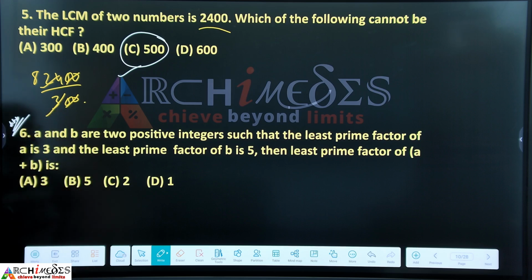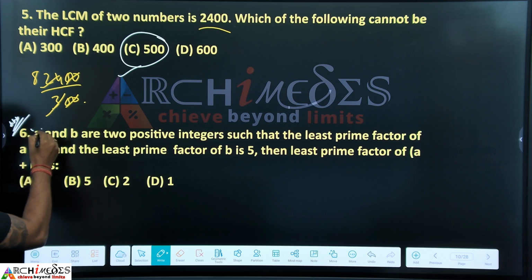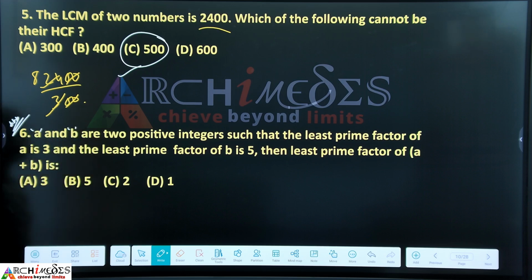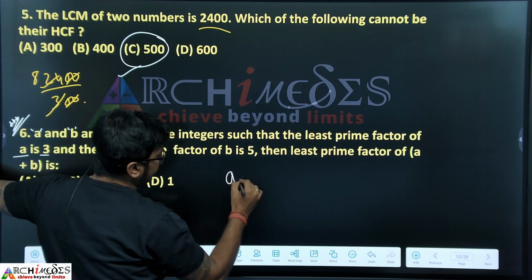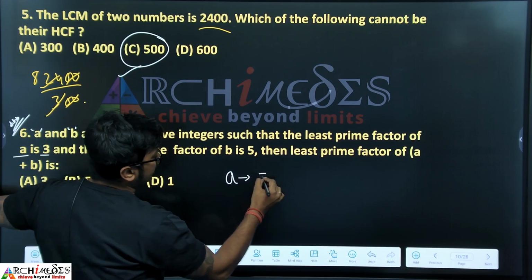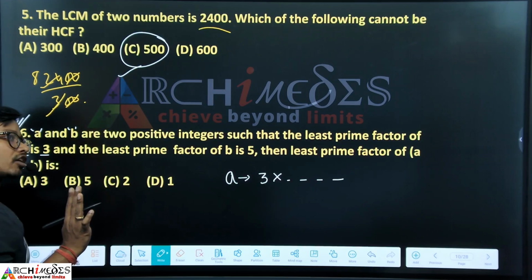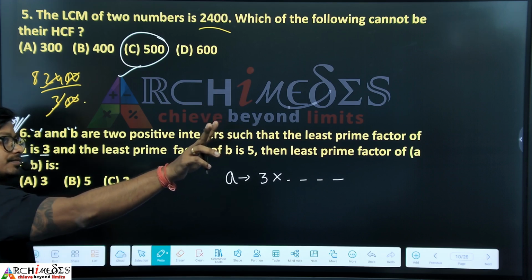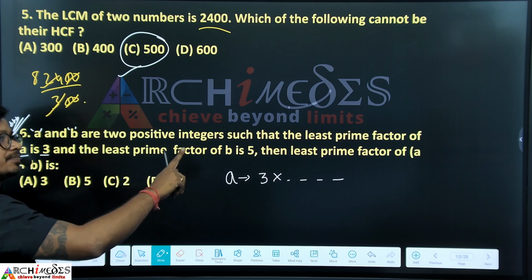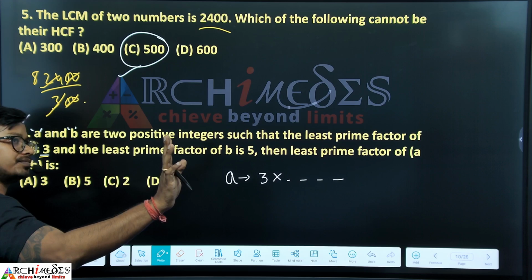Important question. Listen carefully now. Here a and b are two positive integers, such that the least prime factor of a is 3. So listen carefully, okay dear. When you do the prime factorization of a, since the least prime factor is 3, maybe there will be other prime factors also. But we can say that a does not have 2 as a factor, yes or no? Because it is mentioned that the least prime factor is 3. That means definitely a does not have 2 as a factor.